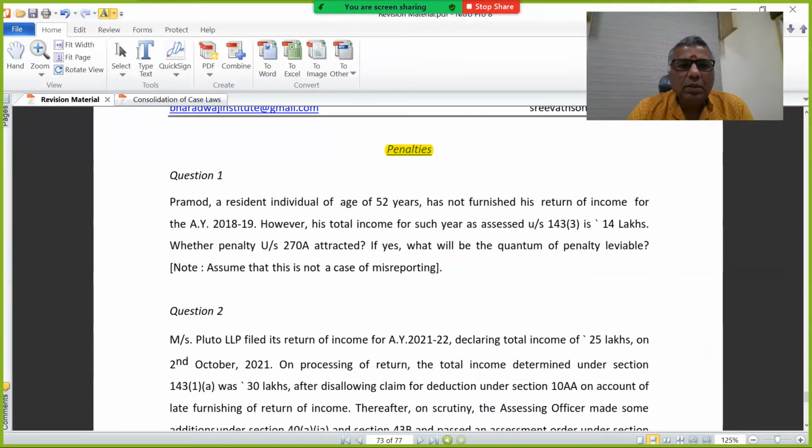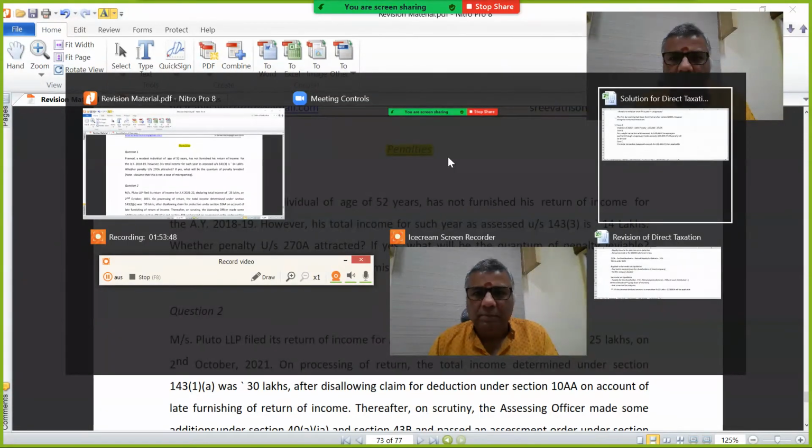Okay, question number 1. Pramod, a resident individual of age 52 years, has not furnished his return of income for assessment year 21-22. However, his total income assessed under 143(3) is 14 lakhs. Whether penalty under 270A is attracted, and if yes, what will be the quantum of penalty? Assume that it is not a case of misreporting.